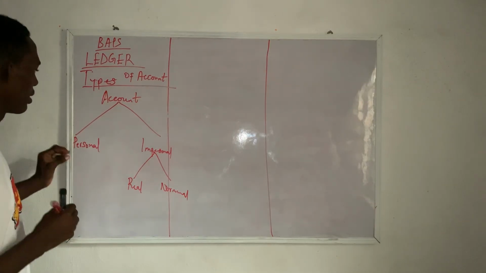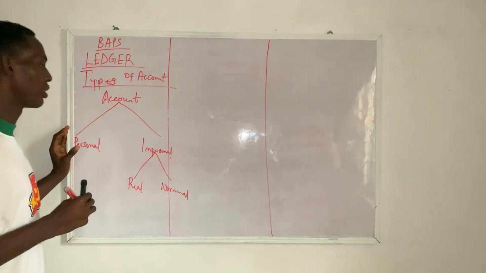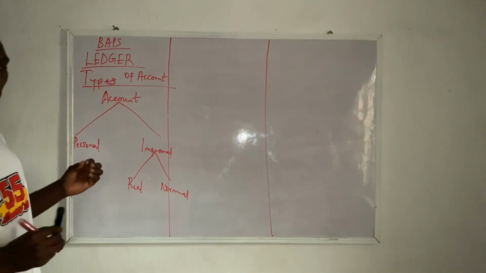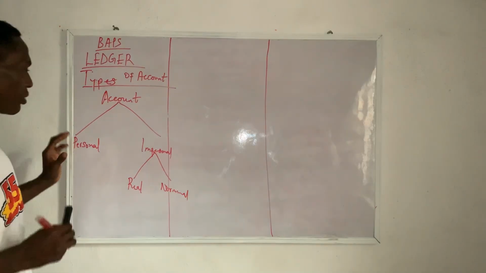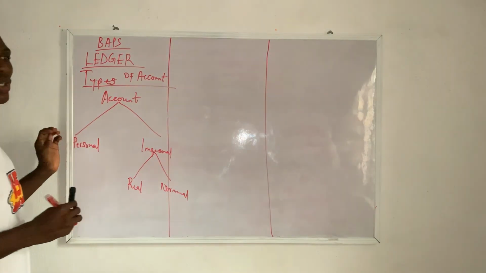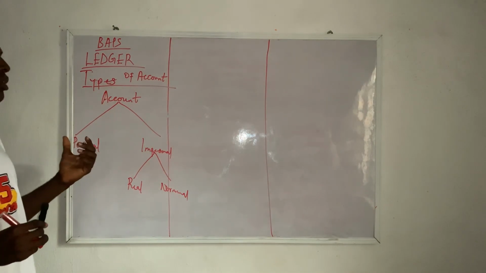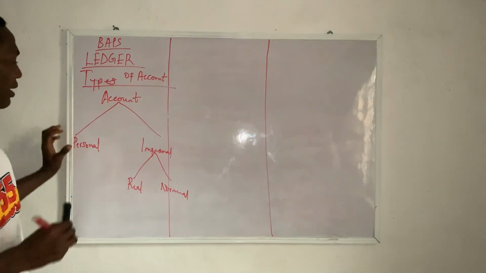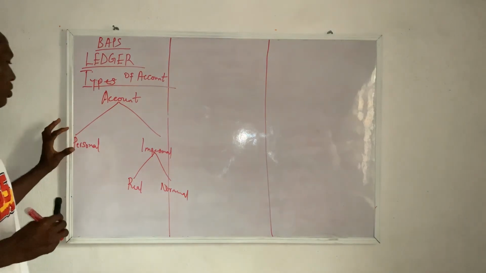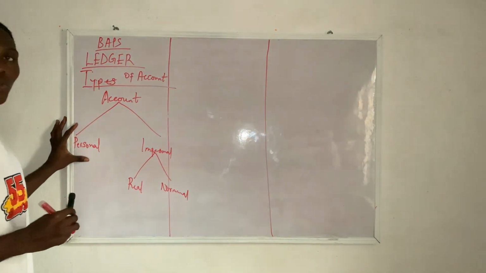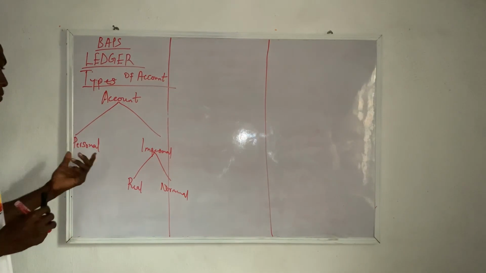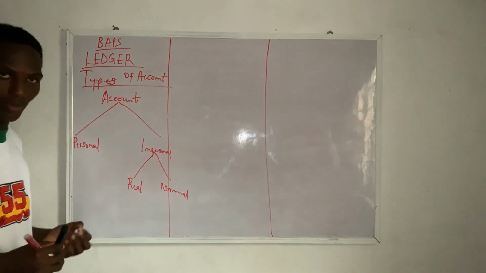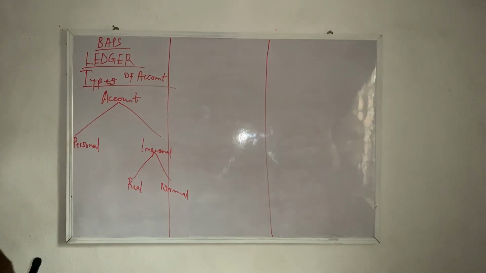So personal account is the type of account that we use to record credit transactions, purely credit transactions. So we use it to record accounts of our receivables or debtors and our payables. So that's what we purely use it for. That's what we use from the word personal. It has to do with individuals. It's used to record individual accounts, be it customers or your suppliers.